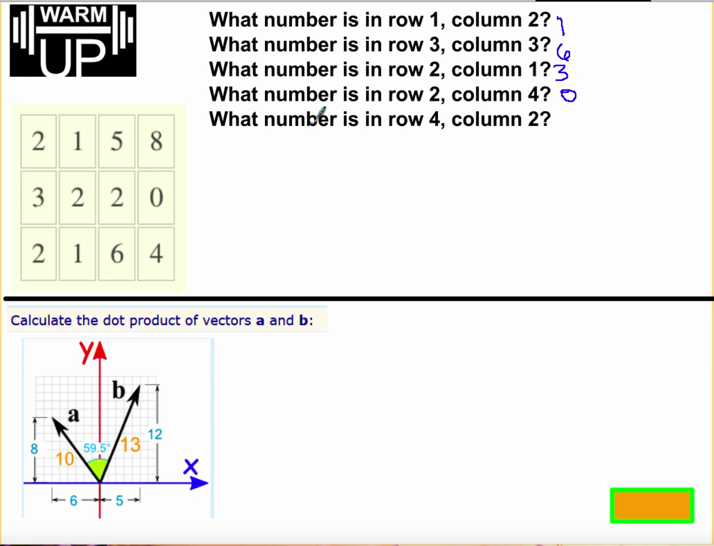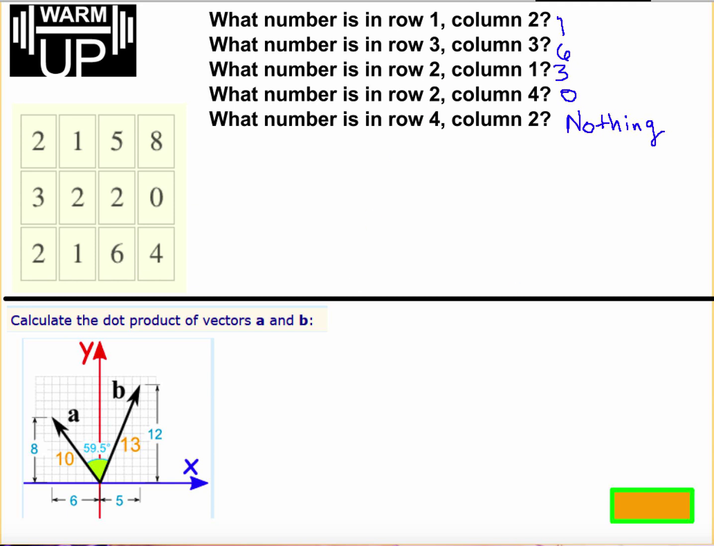And lastly, what's the number that's in row 4, column 2? Well, here I am, row 1, row 2, row 3. Oh, no. There is no row 4. So that's just nothing. There's nothing there. It was a little bit of a trick question. I won't do that to you too much. But there's nothing. Nothing is in row 4, column 2. Don't put a 0 because a 0 is something. It represents nothing, but it's still something.